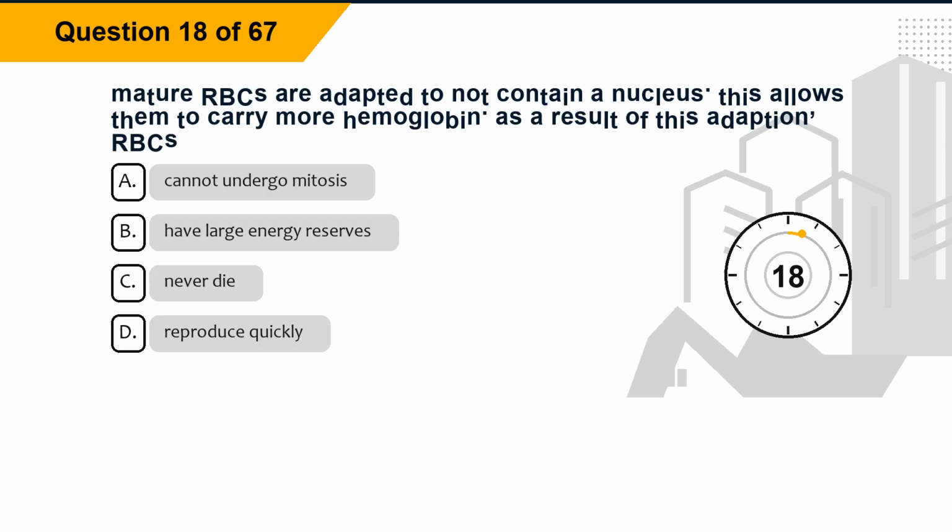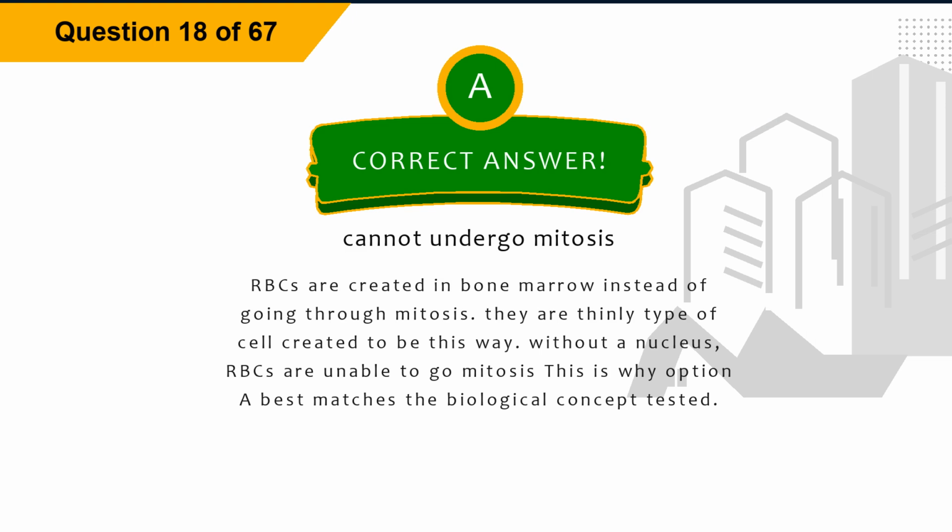Question 18. Mature RBCs are adapted to not contain a nucleus. This allows them to carry more hemoglobin. As a result of this adaptation, RBCs: option A, cannot undergo mitosis. Option B, have large energy reserves. Option C, never die. Option D, reproduce quickly. The correct answer is option A, cannot undergo mitosis.